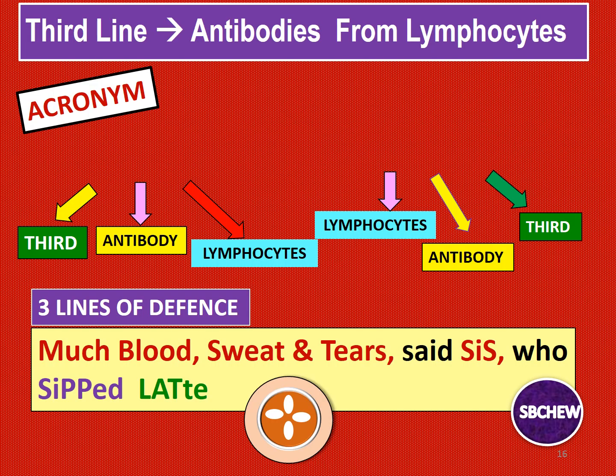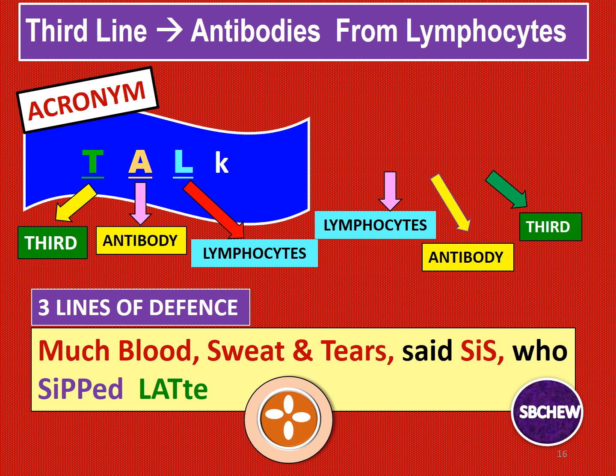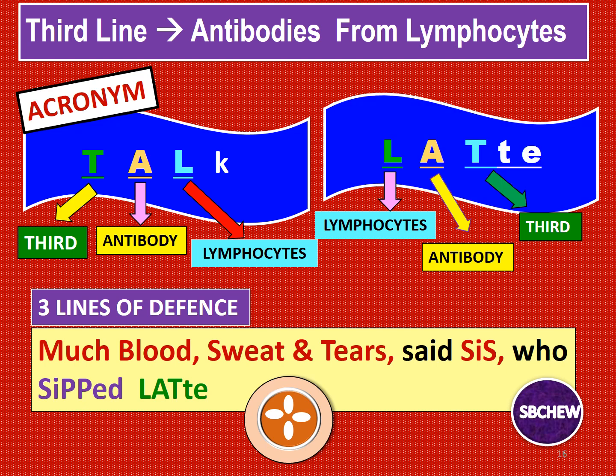The third line of defense will be discussed in the next video. The third line of defense involves the production of antibodies from the lymphocytes. So here are two suggestions for the acronyms that you can form to remember the third line of defense. TALK. T for third line of defense, A for antibody, and L for lymphocytes. Or another alternative is LATE, L for lymphocytes, A for antibody, and T for third. As in, lymphocytes produce antibodies in the third line of defense.